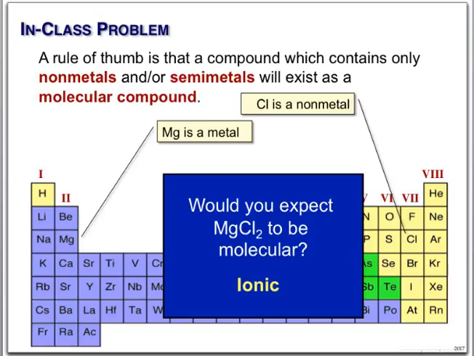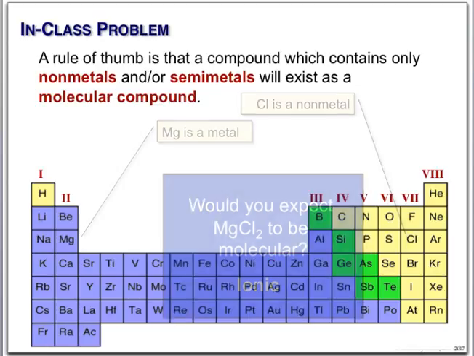Now let me do a disclaimer here, okay? Nothing is either all this or all that. There are really funny compounds that you would expect to be ionic that are molecular, et cetera, but we're not worried about those in Chemistry 100, are we? We're worried about metals, ionic. Nonmetals, semimetals, molecular. Do another one.